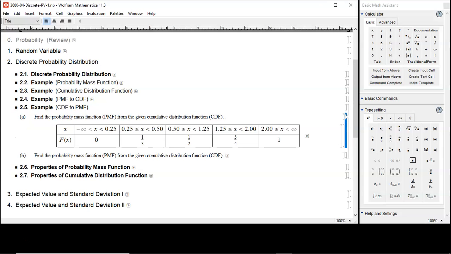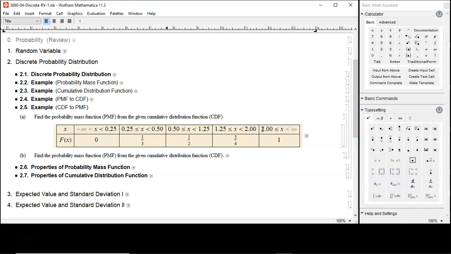Here's an example problem. Now, CDF is given there. So first interval from negative infinity to 0.25, the cumulative probability is 0. Yes, this is CDF, so everything begins from 0 and ends at 1 with increase by jump. Now next class interval, 0.25 to 0.5, 1/3. 0.5 to 1.25, 1/2. Yes, we got an increase. 1.25 to 2.00, 3/4, and finally, in the last class interval, 2.0 or higher, total 1.